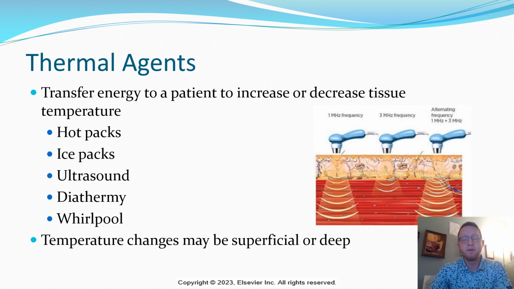3 megahertz is going to be more for the superficial response, and then some of the machines will actually allow an alternating frequency like 1 megahertz to 3 megahertz, and then it switches back and forth between those two to target deep and superficial tissues.